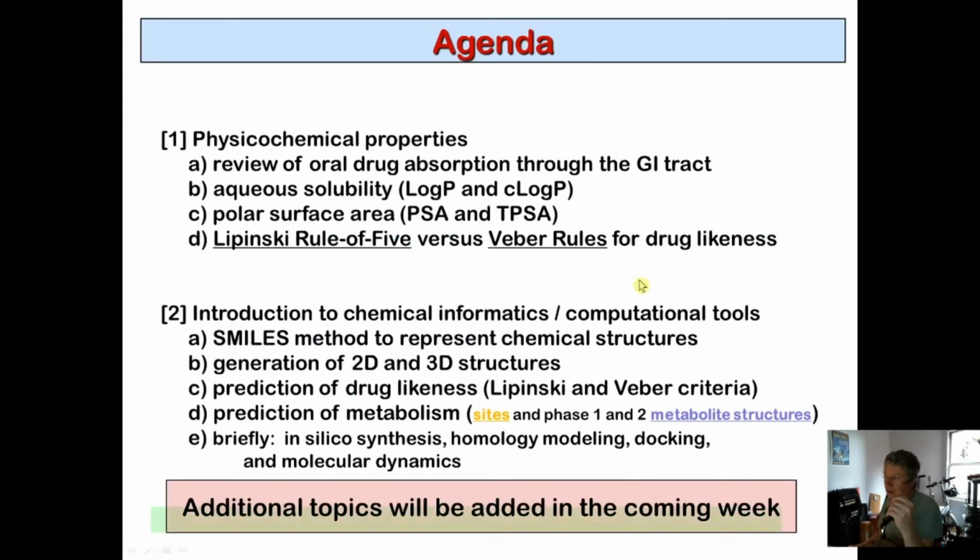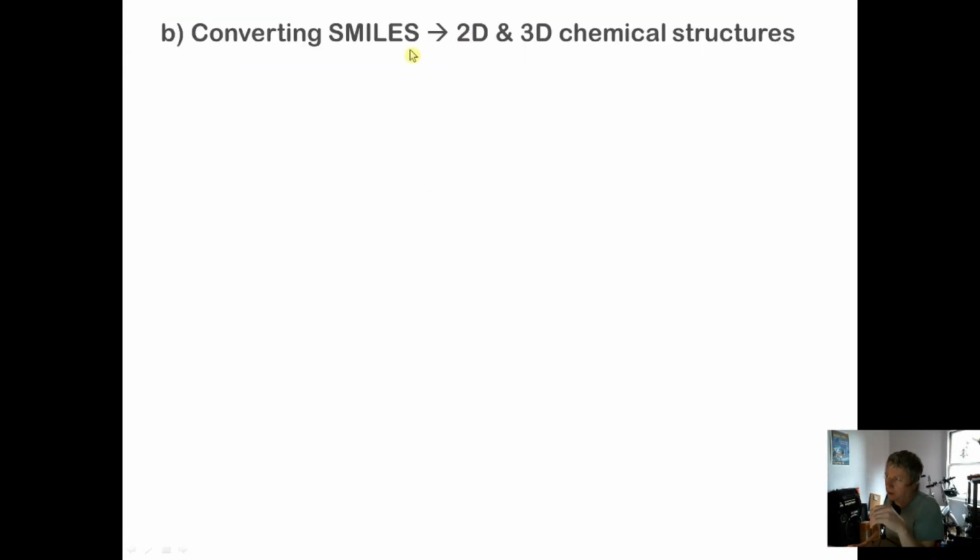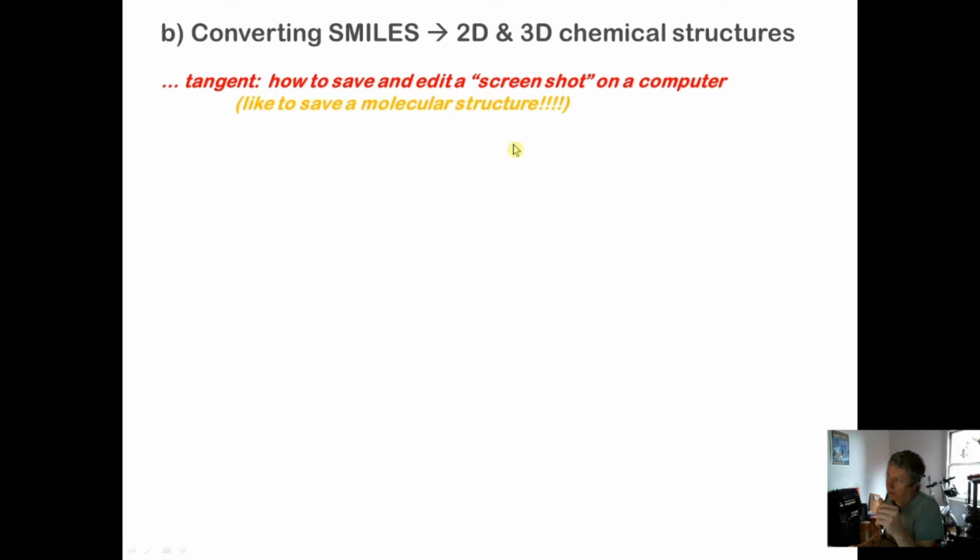Okay. All right, generation of 2D and 3D structures, and in particular, we're going to do this for SMILES strings. So converting a SMILES string to a 2D or 3D structure. We just inputted SMILES into PubChem to figure out what a molecule is, but we're going to also talk about making 2D and 3D structures.